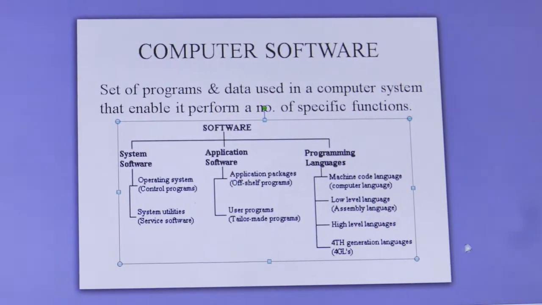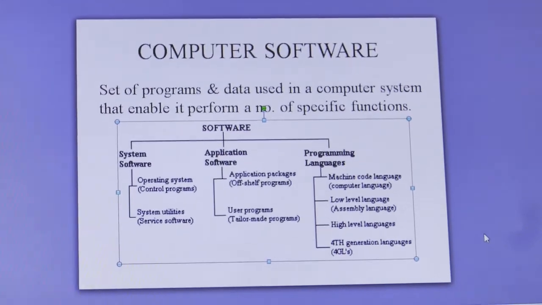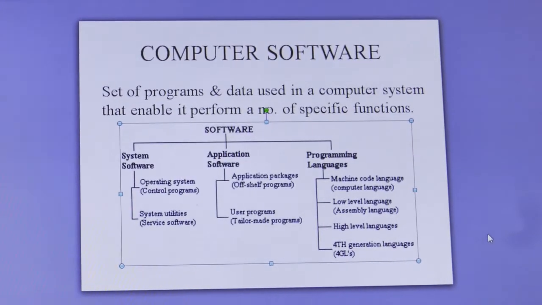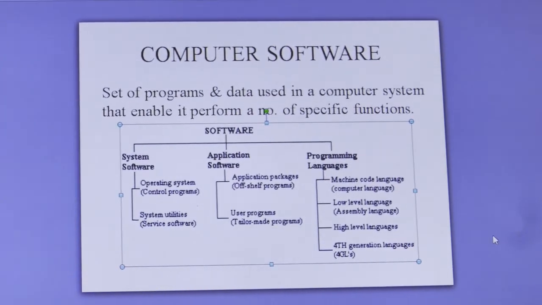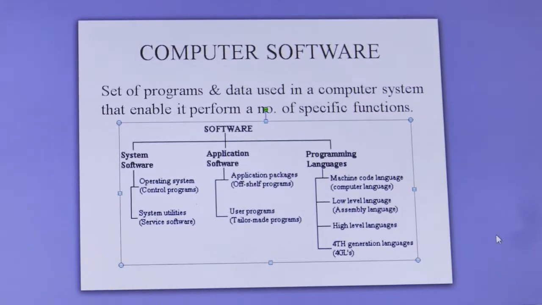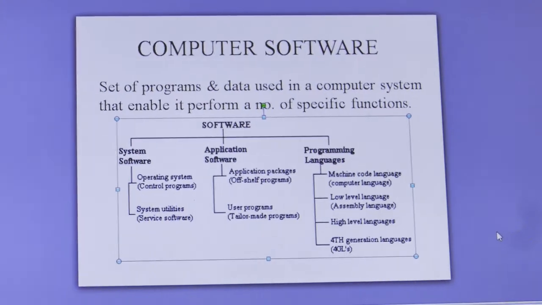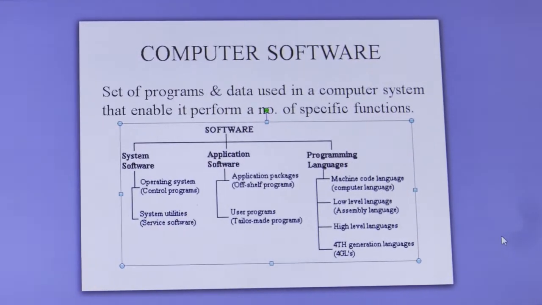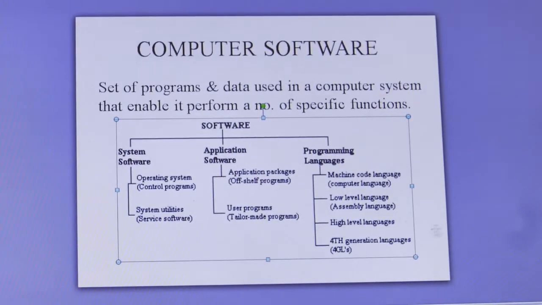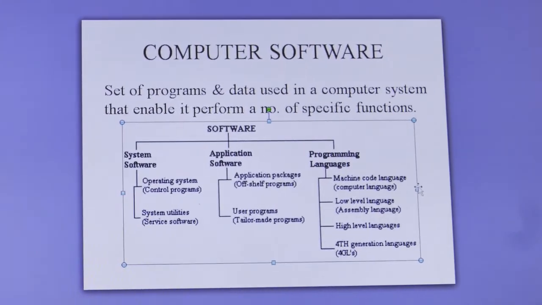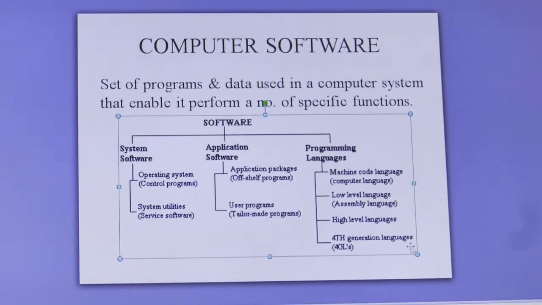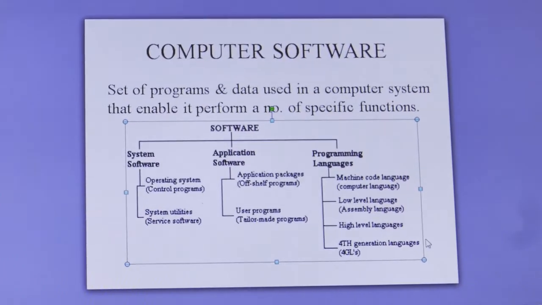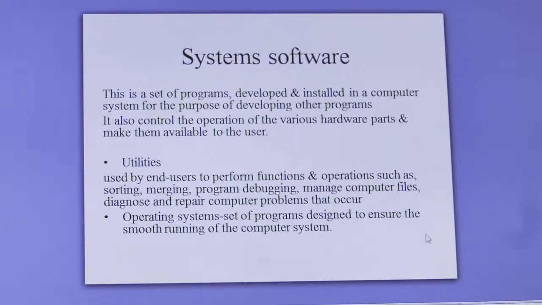In system software, we have two types. Under that, we have the operating system and the system utilities. In application software, we have application packages and user programs. In programming languages, we have machine code language, low level, high level, and fourth generation languages. So we are beginning with the system software.